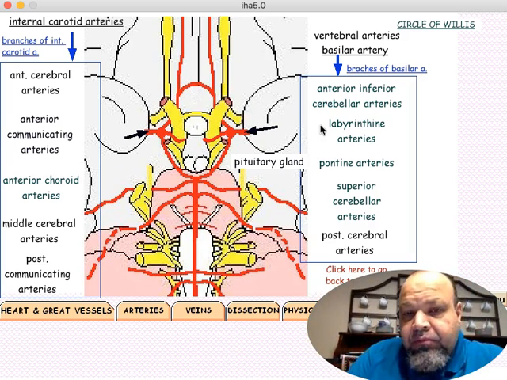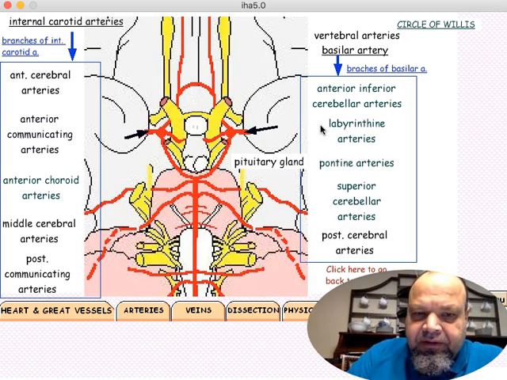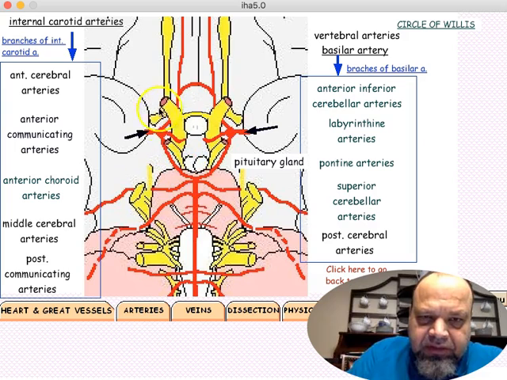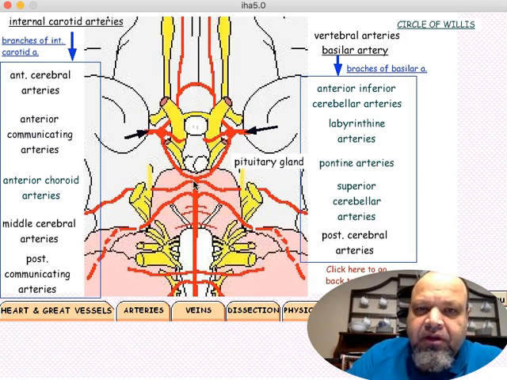And should there be a blockage of a vessel, there is usually not another vessel from another side to take care of that deficit. That's why strokes can be prevalent if there's any kind of a stoppage of blood through these vessels. The other thing to keep in mind is this circle that we've created is not always a circle. We call it the circle of Willis, but this inferior arterial circle of the brain is not always 100%.